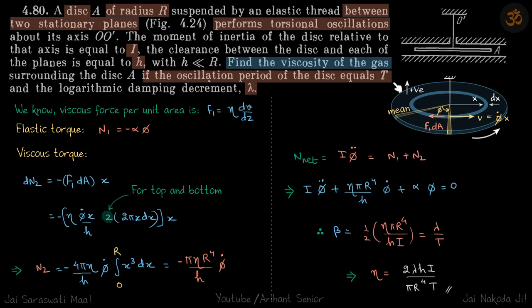And they have given lambda and T to us. So let's write beta in terms of lambda and T. We know lambda is equal to beta T, so this term becomes lambda by T. From here we get the value of the viscosity. It's a nice experiment to find the viscosity of a particular gas. All right.